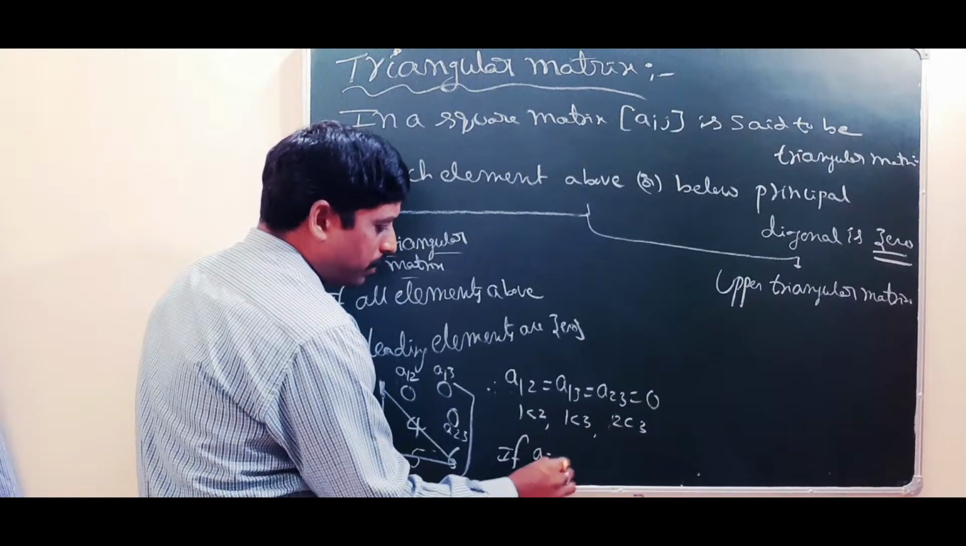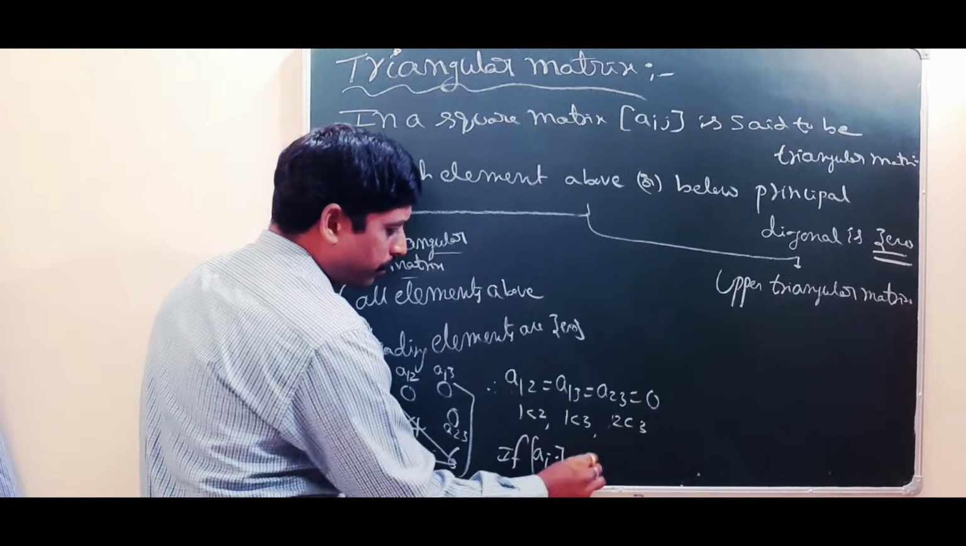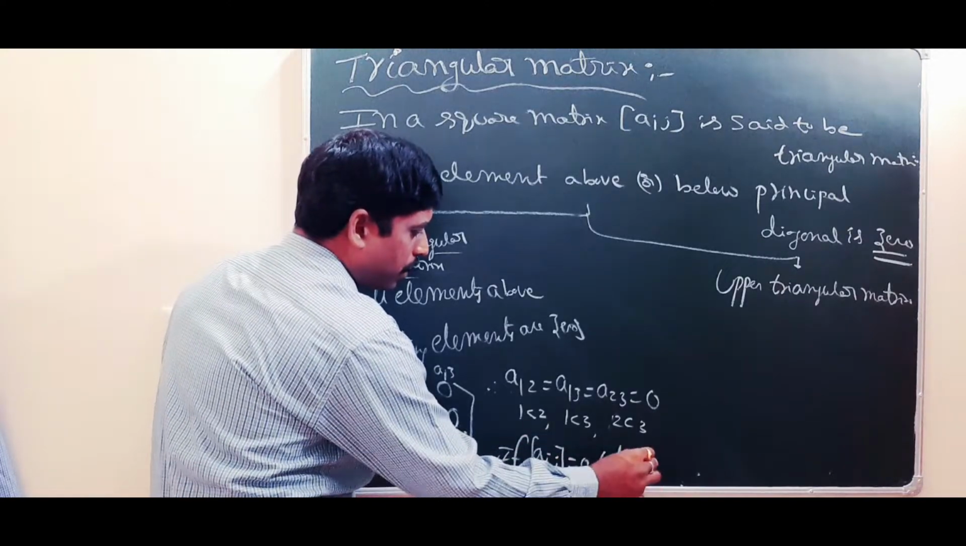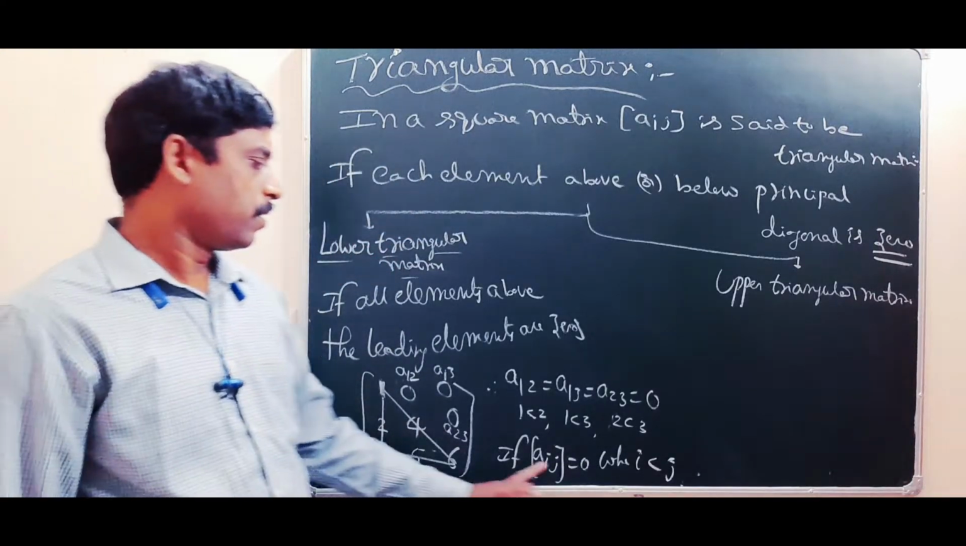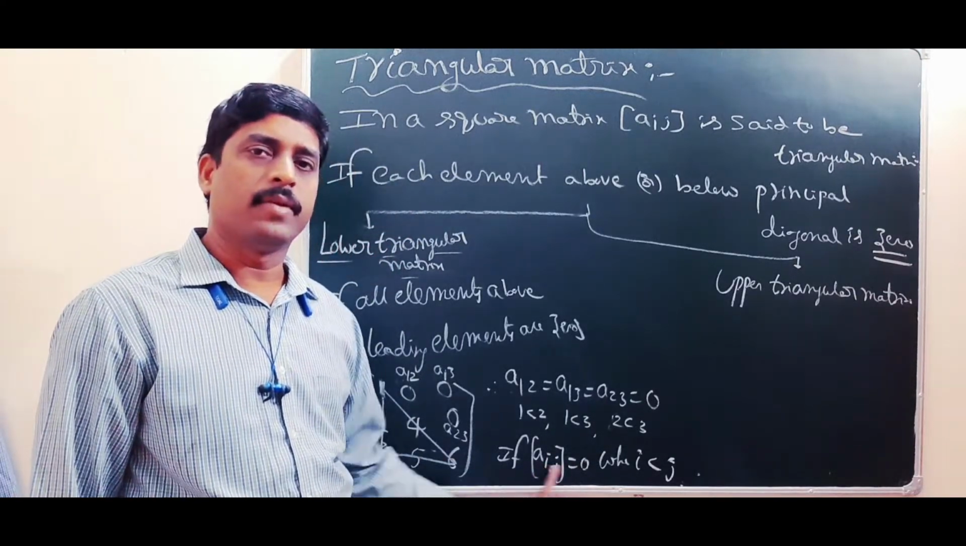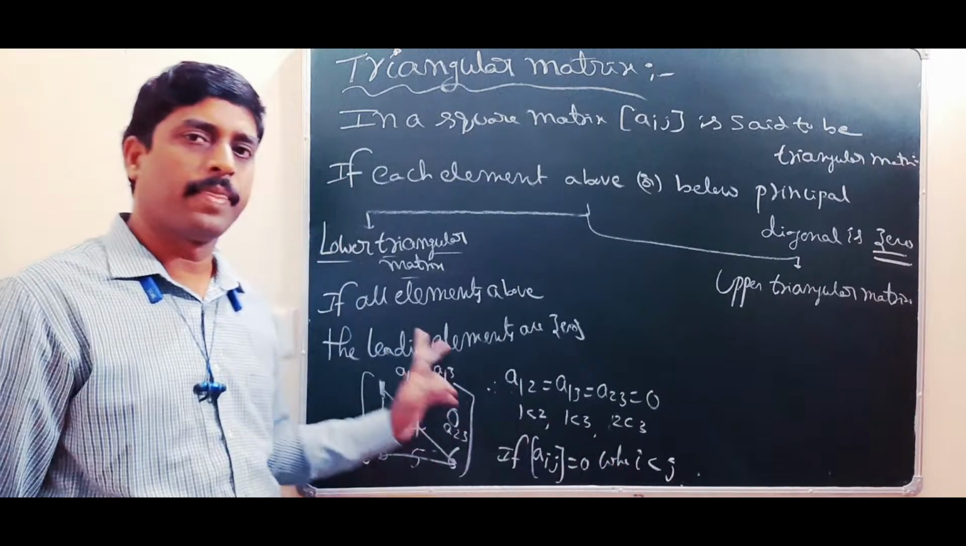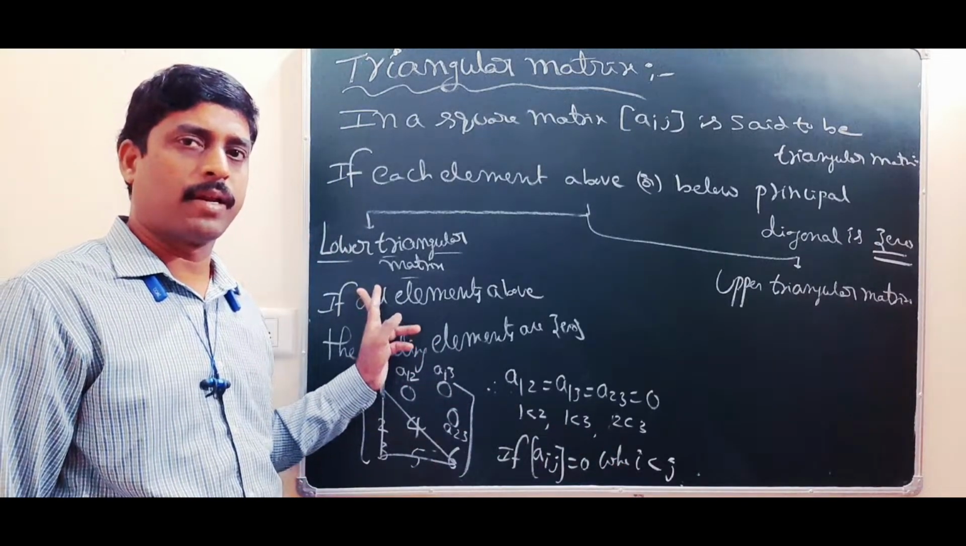What is the definition? If Aij equal to 0 when i less than j, so Aij equal to 0 when i less than j, then this matrix is called lower triangular matrix.